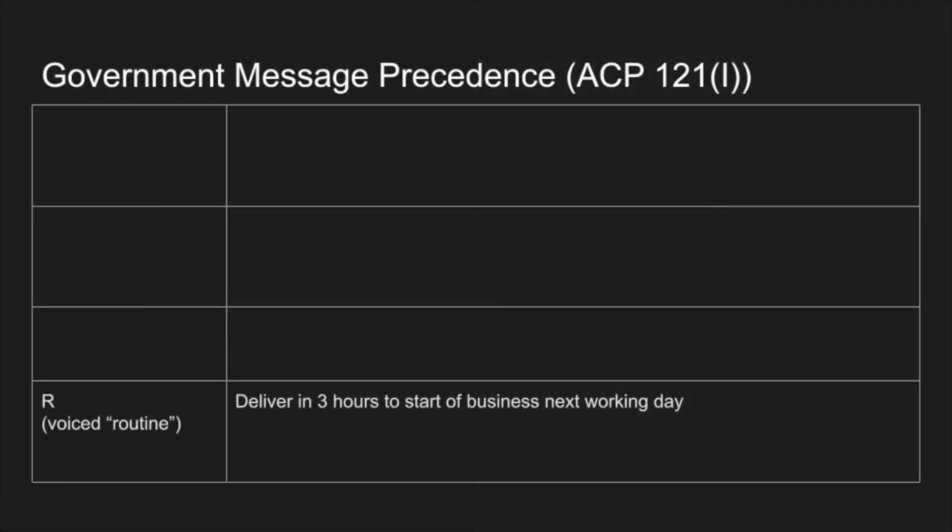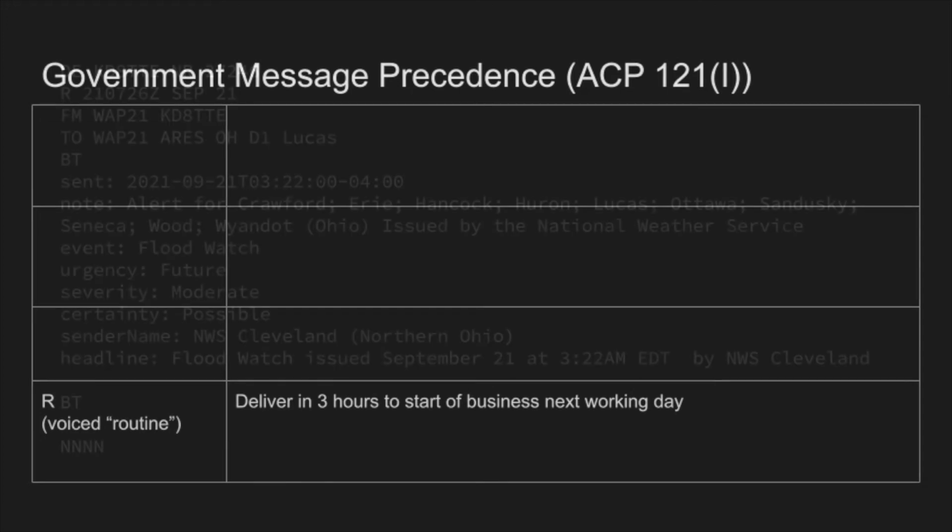Let's start at the bottom, which, like in amateur procedure, is routine. ACP 121 is much more specific about the intent of handling for messages of this procedure. The target time for delivery is 3 hours after the origination or more, all the way up to the start of business on the next working day.